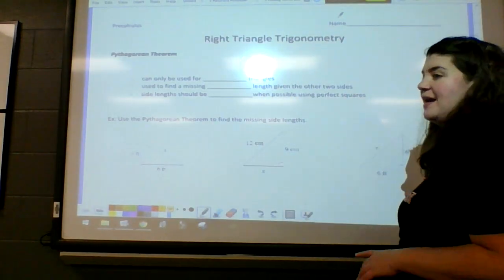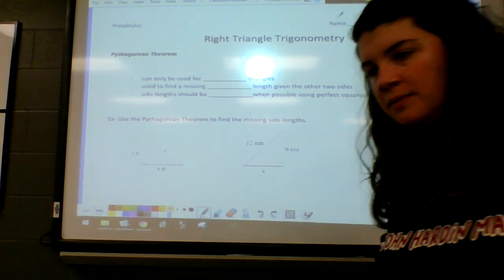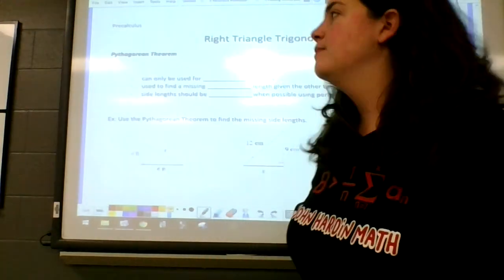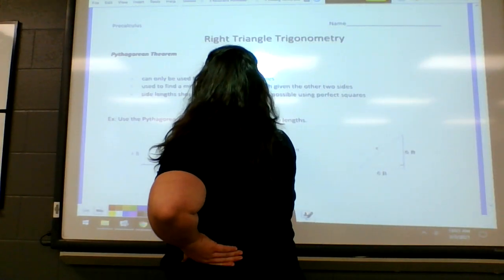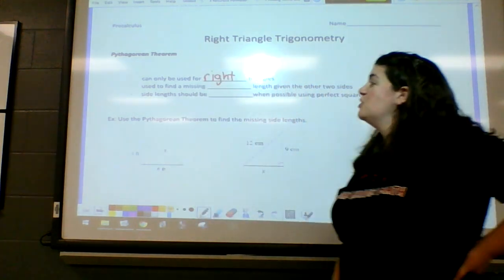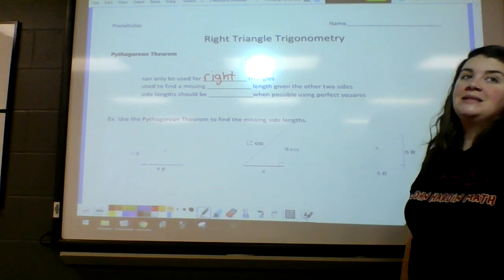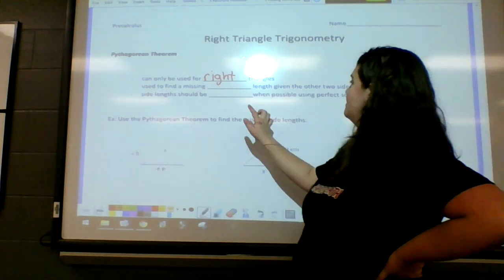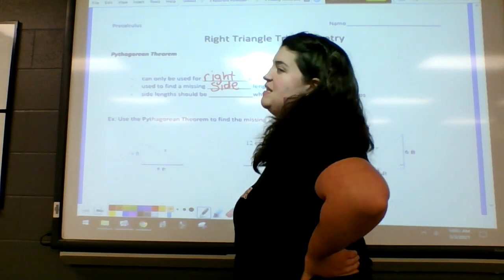All right, so remind us, we're just going to run through some of this. Remind me, what is the Pythagorean theorem again? It can only be used on right triangles. So only used for right triangles. It can be used to find a missing side. So you can only use it to find missing sides.